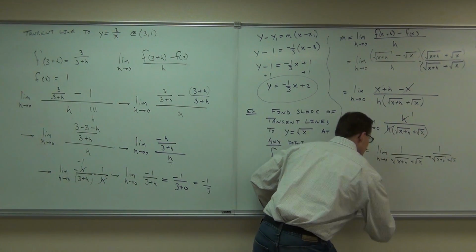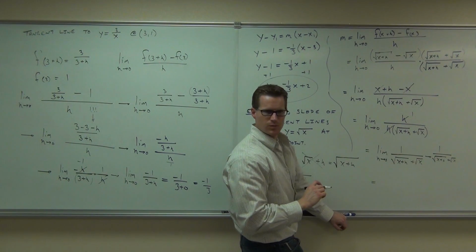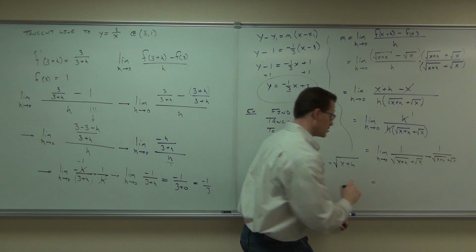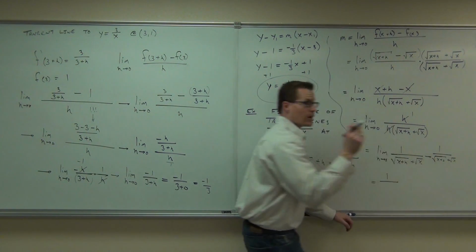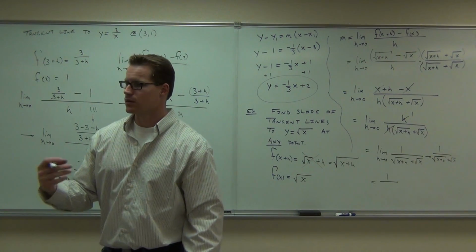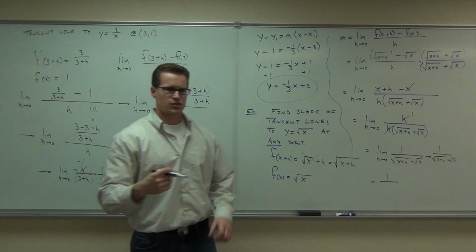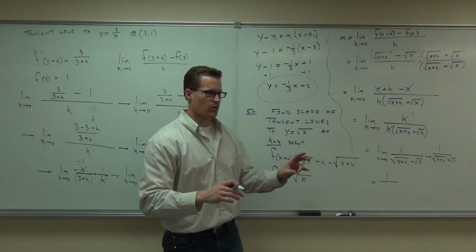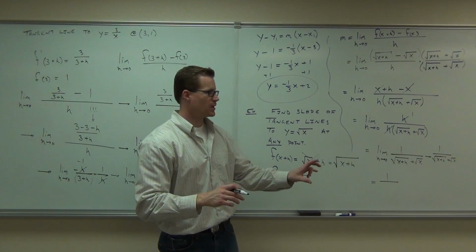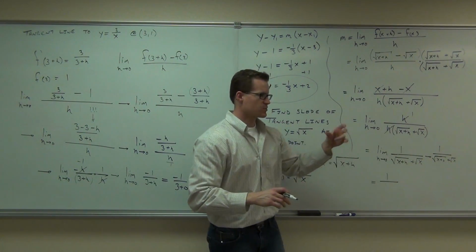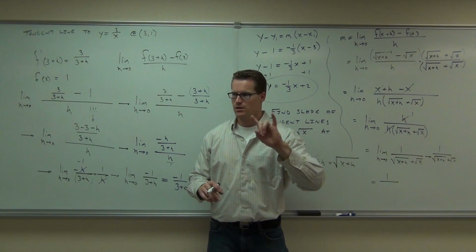When you're all said and done, what is that going to be? I'll give you the 1. 1 over what? 2 square root of x. Not x, right? A square root of x plus a square root of x doesn't equal x. That's multiplied. But a square root of x plus square root of x gives you 2 square root of x.